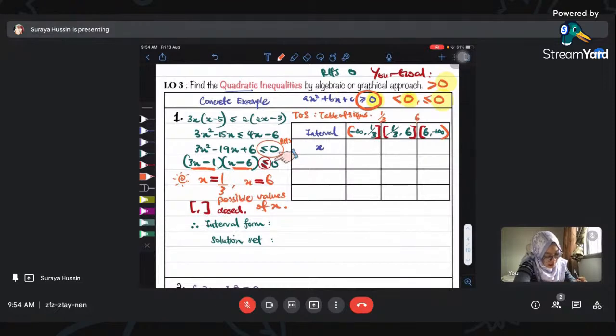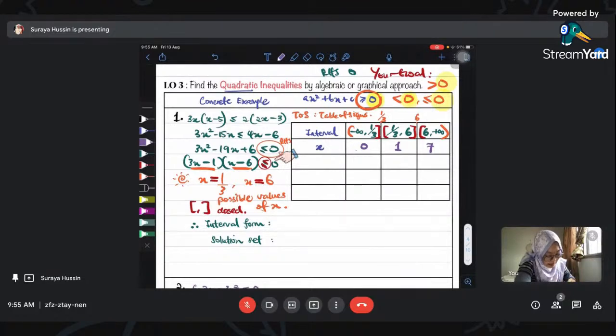So now X dekat sini adalah merujuk kepada what is the value in that interval tau. In that interval negative infinity sampai 1/3 adalah nombor yang kita boleh pakai adalah kosong. Manakala di antara 1/3 hingga 6 saya boleh pakai nombor 1. Manakala 6 hingga infinity saya boleh ambil nombor 7. Ambil nombor yang kecil-kecil. Senang nak buat.